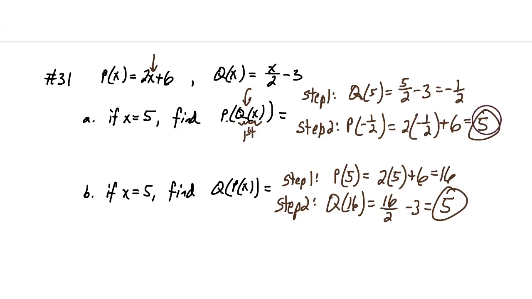Notice that we got the same result no matter which order we had our function composition. In the future, we're going to learn a vocabulary word for that. Whenever two functions give you the same result when you switch the order of their composition, they are called inverse functions. That's going to come up later this year.